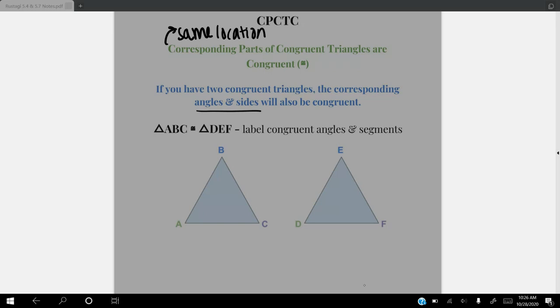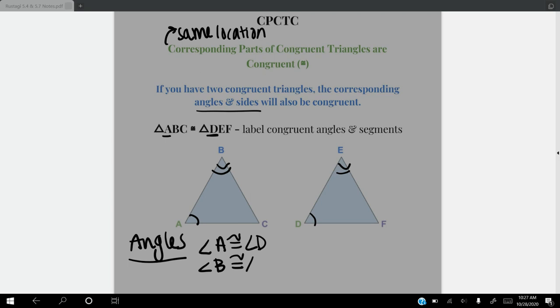So if we have a congruency statement, triangle ABC is congruent to triangle DEF, we're going to know that each letter represents an angle. Okay, so angle A would have to be congruent to angle D. So let's start making a list. We've got congruent angles, which is angle A is congruent to angle D. We've got angle B, which matches up with angle E. And we've got angle C, which matches up with angle F.